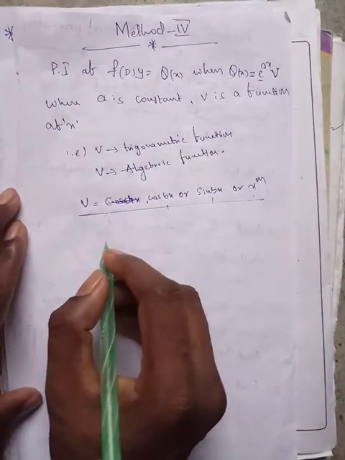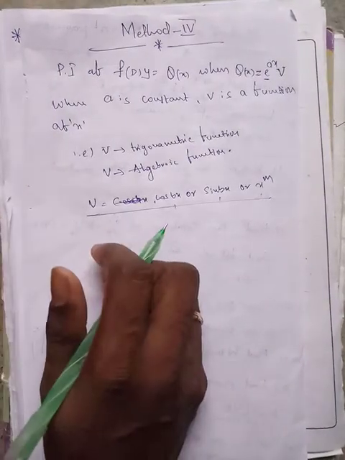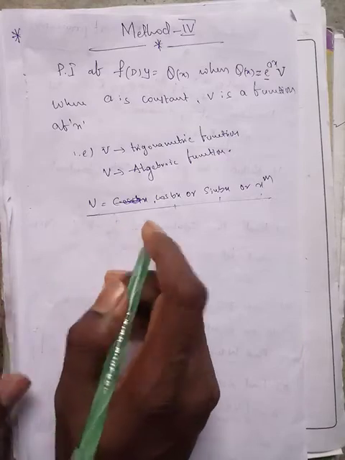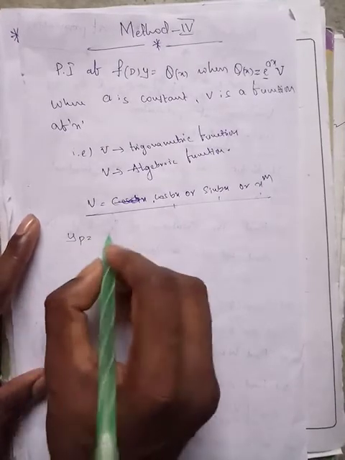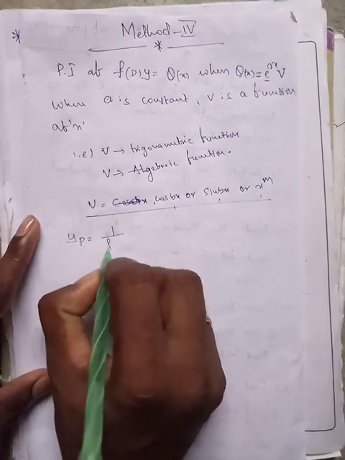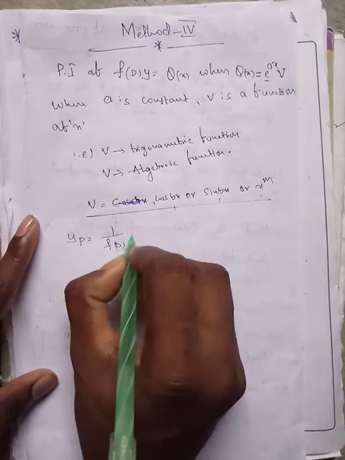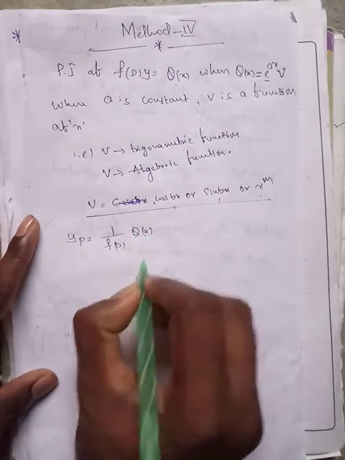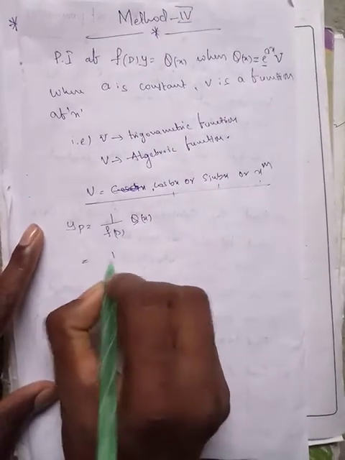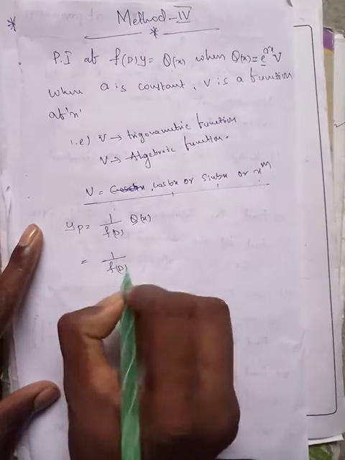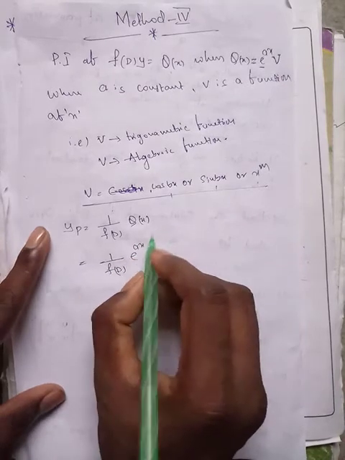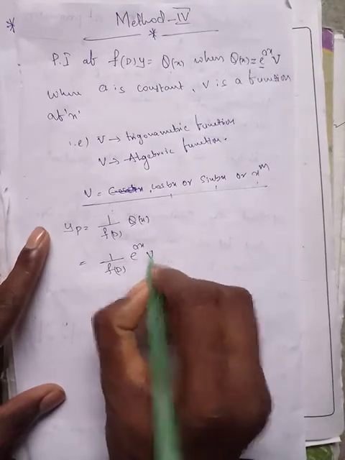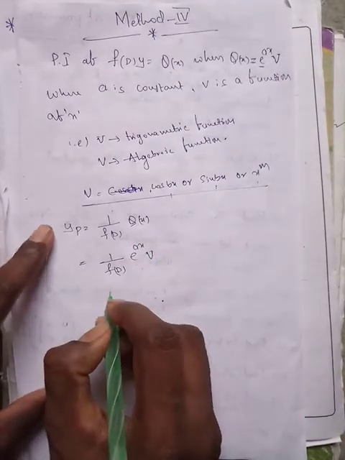So in this case, how are we going to find the PI? PI means particular integral. Particular integral means yp. We know that yp equals 1 by f of d into q of x, where q of x equals e power ax into v. So yp equals 1 by f of d into e power ax into v.